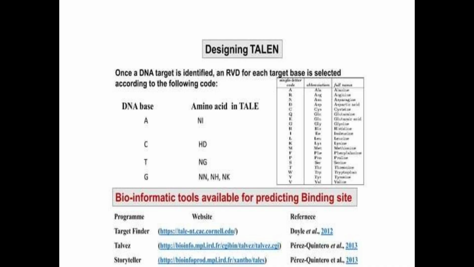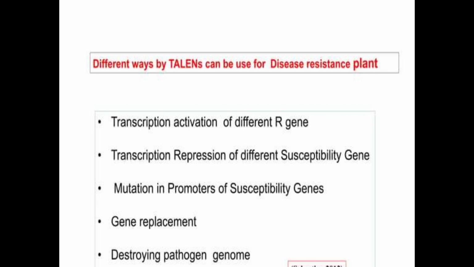So once the DNA target is identified, the RVD of each target base is selected according to the following code: the DNA base and the amino acid in the tail region, so that it creates a cut in the DNA and it is responsible for editing in this process.